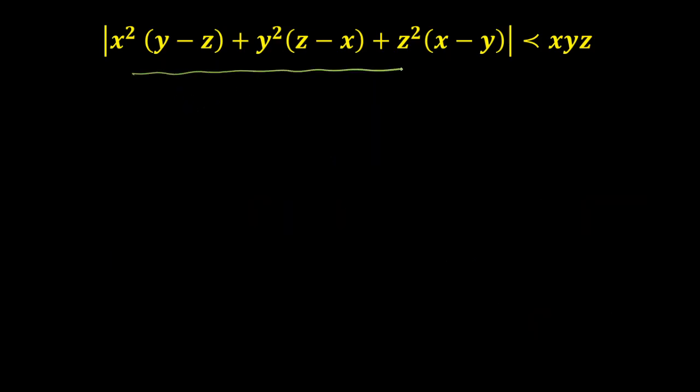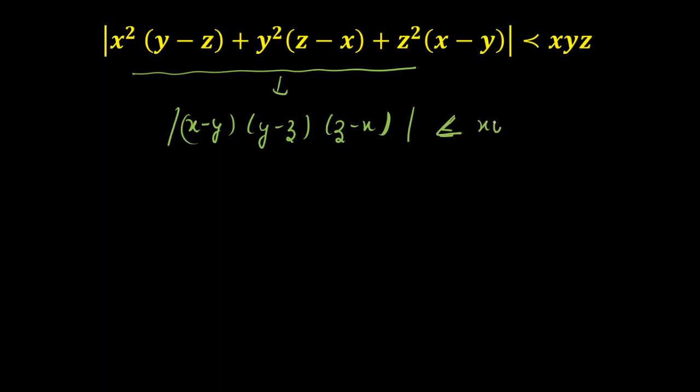Now, as you can see, I can write this as the product of three terms, that is x minus y multiplied by y minus z multiplied by z minus x. And if I take the mod, then the negative is gone, because the mod of minus 1 is 1. So I can write this. Now we want to prove the mod of this is less than x multiplied by y multiplied by z. Now we have changed the inequality: we have to prove that the mod of the product of three terms is less than xyz.